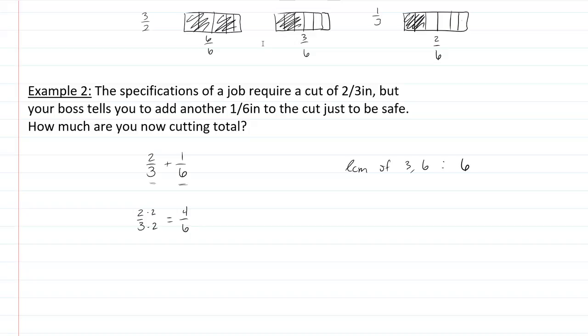So our equation is now 4/6 plus 1/6. Now we're working with equal portions, 6s in sixths. So we add the numerators, 4 plus 1, which is 5, and keep the denominator, which is a 6. And our answer is 5/6 inches.